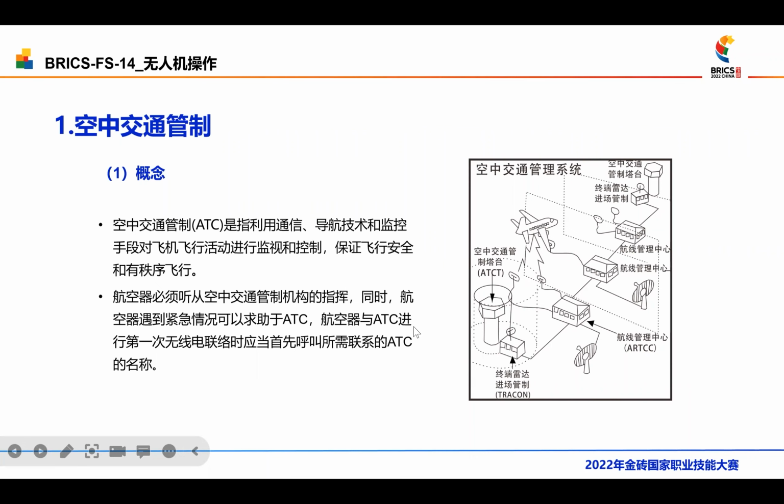The aircraft must obey the command of the air traffic control agency. At the same time, the aircraft can turn to the ATC in an emergency, and the aircraft should first call the ATC upon the first radio contact with the ATC. That is the concept.